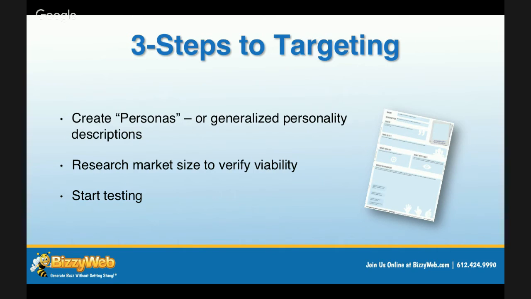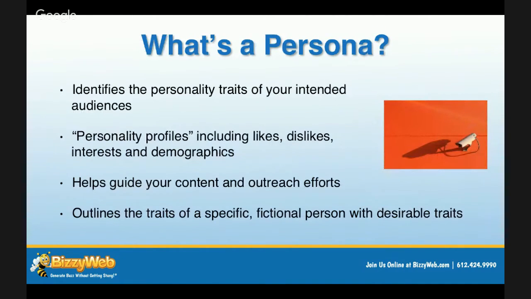So I've mentioned personas a little bit. Let's get a little bit deeper into that marketing persona. Personas identify the personality traits of your intended audiences. Personality profiles include likes, dislikes, interests, demographics, and they really help guide your content and your outreach efforts. It's going to outline the traits of a specific fictional person with those desirable traits. So make a list of your 2 or 3 or up to 5 best customers, and then generalize who that customer is in one fictitious person.